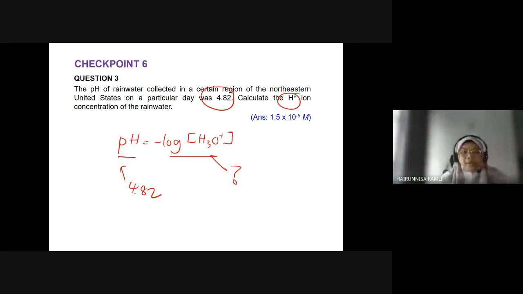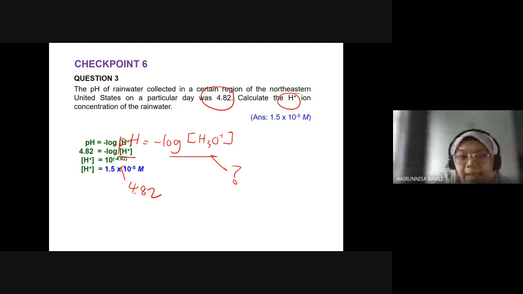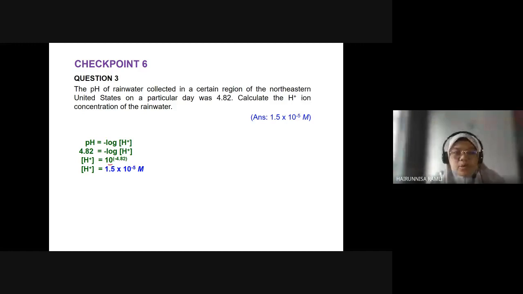Okay, dapat eh? I assume sama lah eh. You just saya duk cakap tadi exponent kan. Actually 10 kuasa eh. Kalau you tekan calculator, shift log lah kan. And yang ni macam saya cakap lah, negatif ni eh, ramai sudah terlupa selalunya. Dia 4.82 tapi kat sini negatif eh. 10 kuasa negatif 4.82.